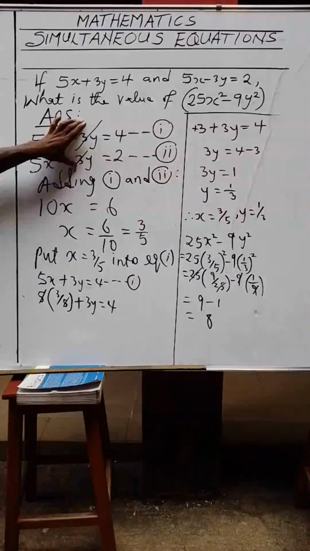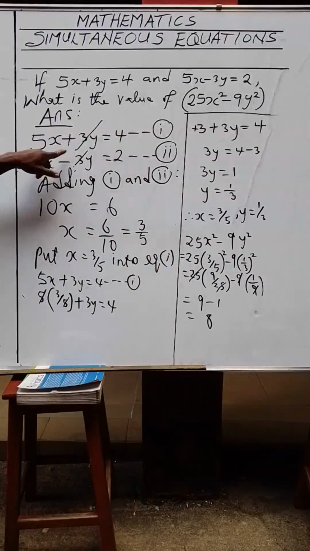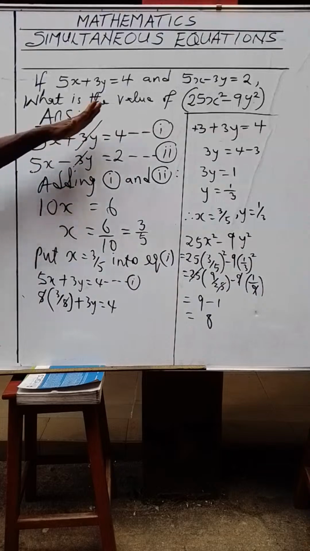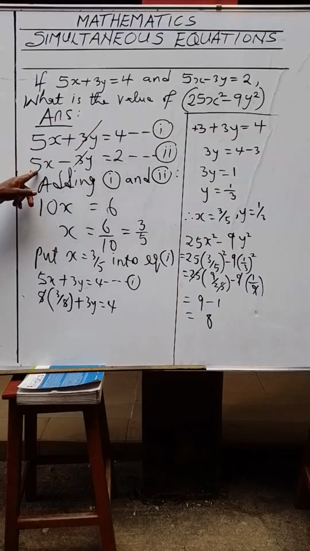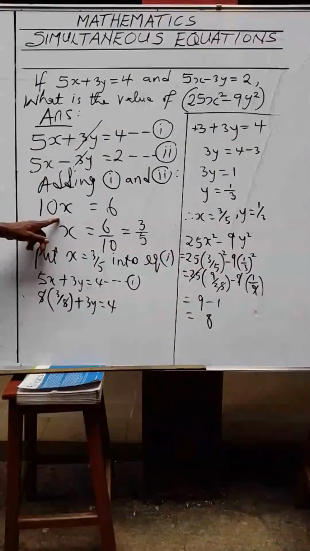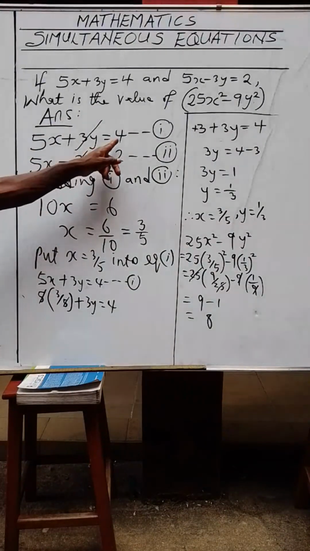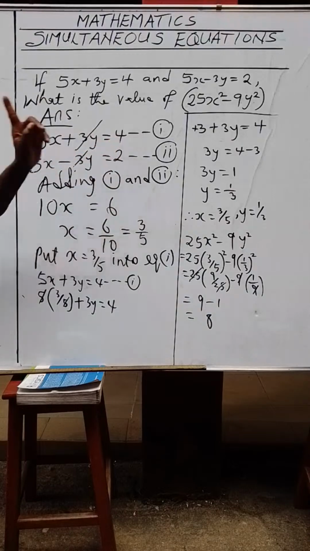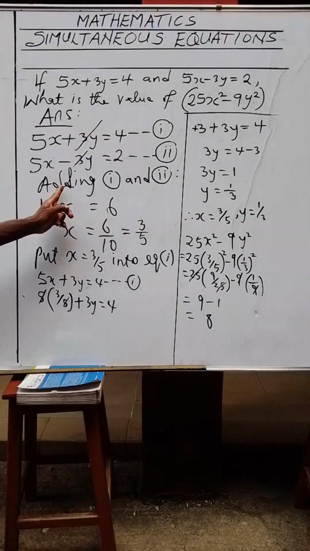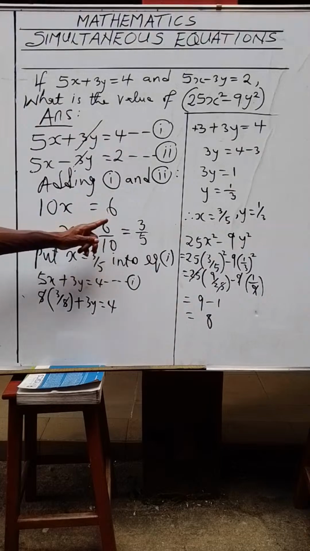When adding the two equations, the minus and plus are opposite, so they cancel each other directly. Nothing will be here. Then we are left with 5x plus 5x, which gives us 10x. Then on the other side, we have 4 and 2, which gives us 6 when added together.